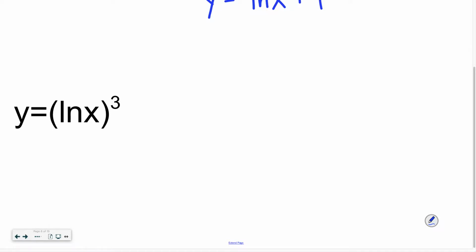In your group, come up with this derivative for me. Compare answers. If you don't do it together, at least compare your answers.